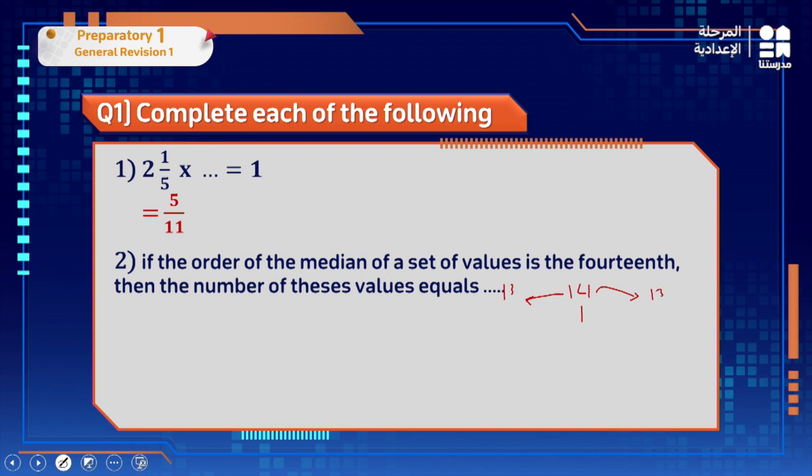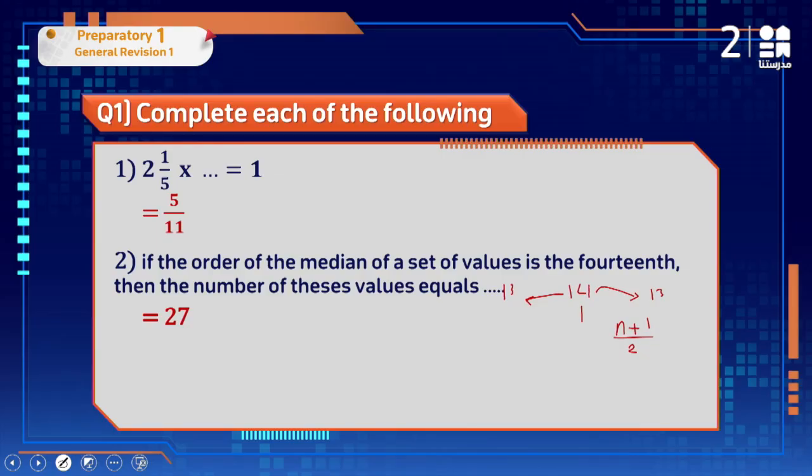The middle value after ordering them from least to greatest or the opposite. So totally we have 13 and one value and 13. So all of them are 27, or we are going to use the order of median, which is n plus 1 over 2. And when we apply it, we will get the value of 27 values. So one more time, 14 is in the middle and 13 before it and 13 values after it. All of them are 27 values.